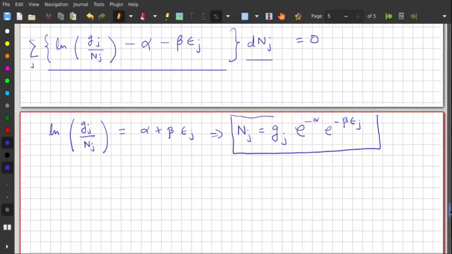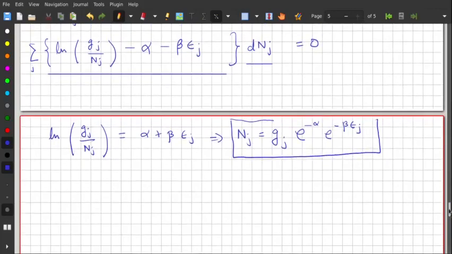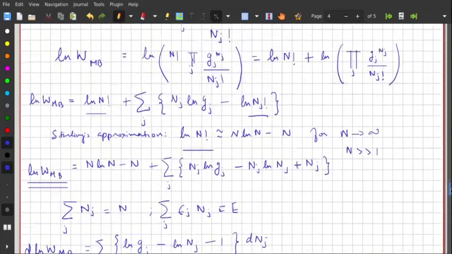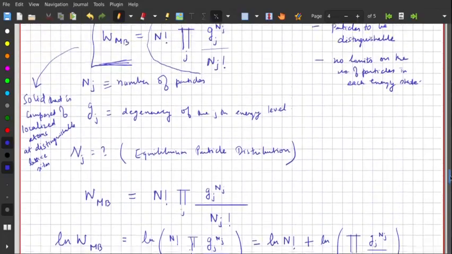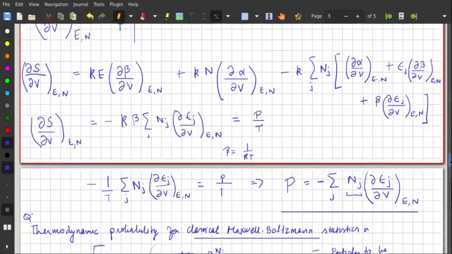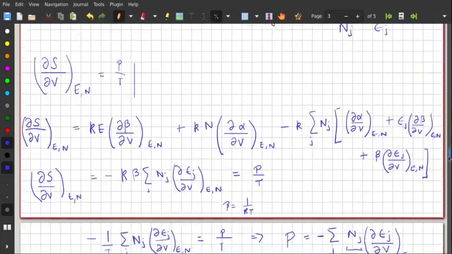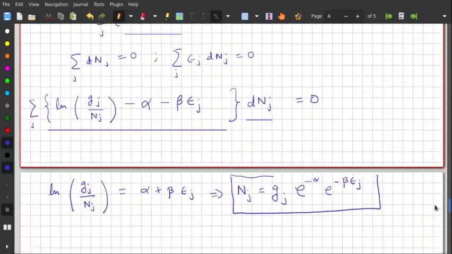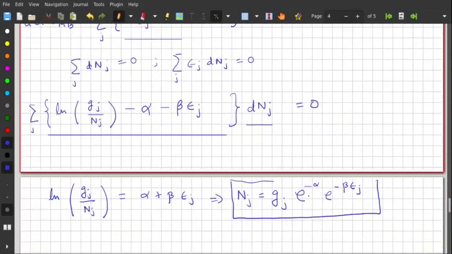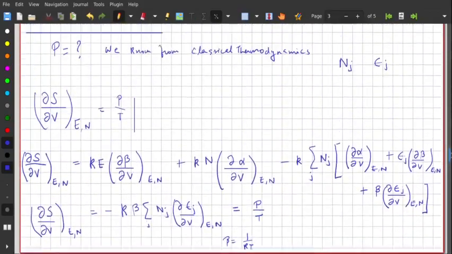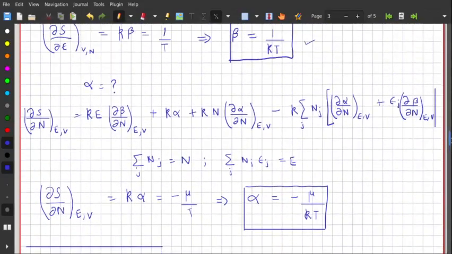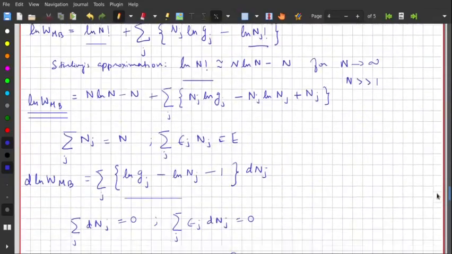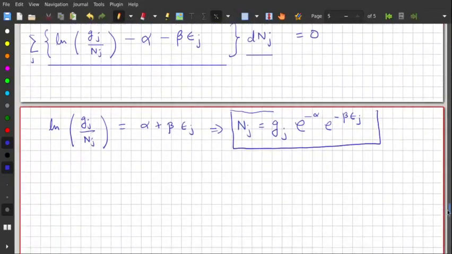Once we know the equilibrium particle distribution, as has been discussed in the main lectures, we know the partition function. That is another important concept. nj is related to the partition function, so in principle, if we know the partition function, we can compute all thermodynamic quantities in general.